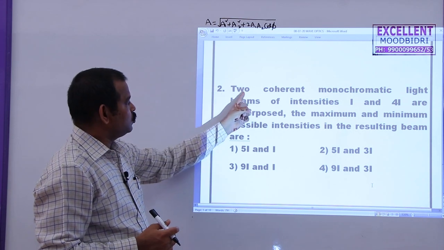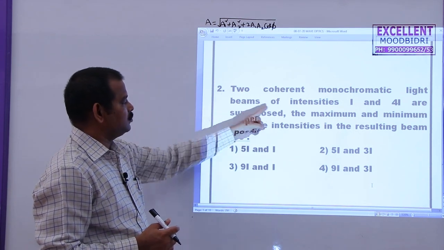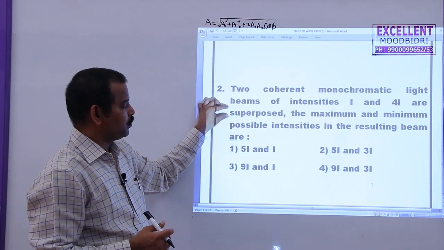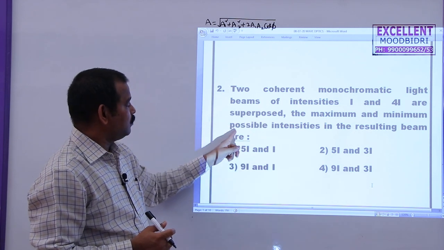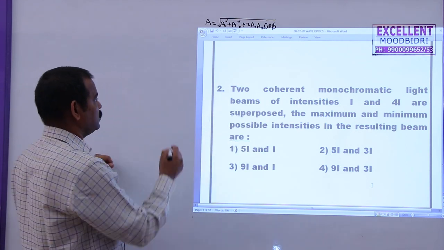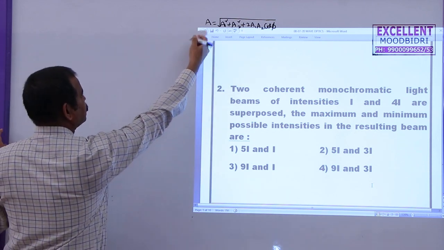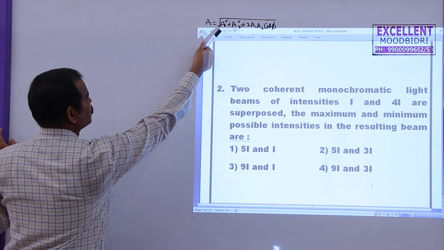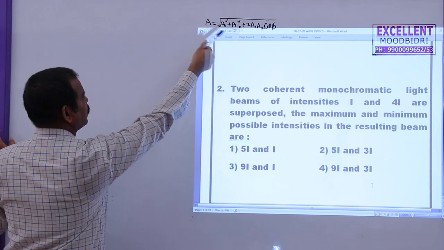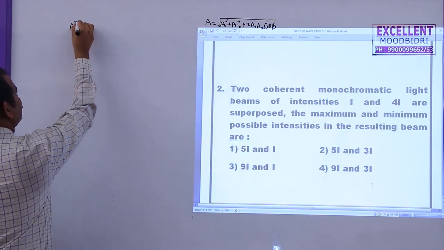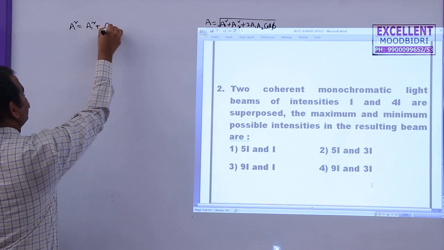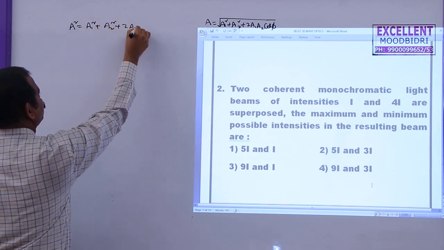Second one, two coherent monochromatic light beams of intensities I and 4I are superposed. The maximum and minimum possible intensities in the resulting beam are? If two beams are superimposed with each other, the resultant amplitude is given by A is equal to root over a1 square plus a2 square plus 2a1 a2 cos phi. Squaring on both sides you will get A square is equal to a1 square plus a2 square plus 2a1 a2 cos phi.